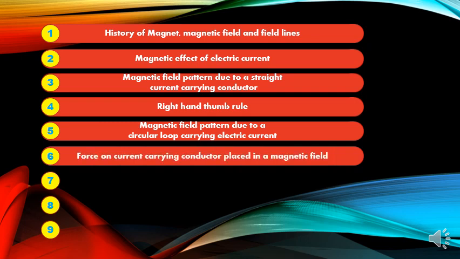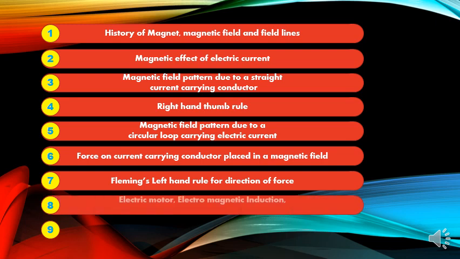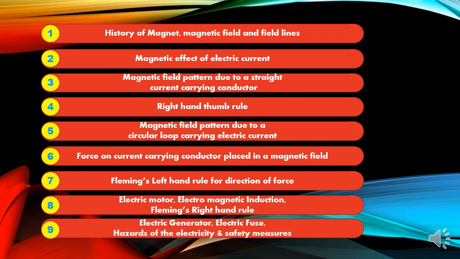Force on current carrying conductor placed in a magnetic field. Based on this, you will have a law which is also called Fleming's left hand rule for direction of force. Next one, electric motor, electromagnetic induction and Fleming's right hand rule. And the last concept in the chapter is electric generator.